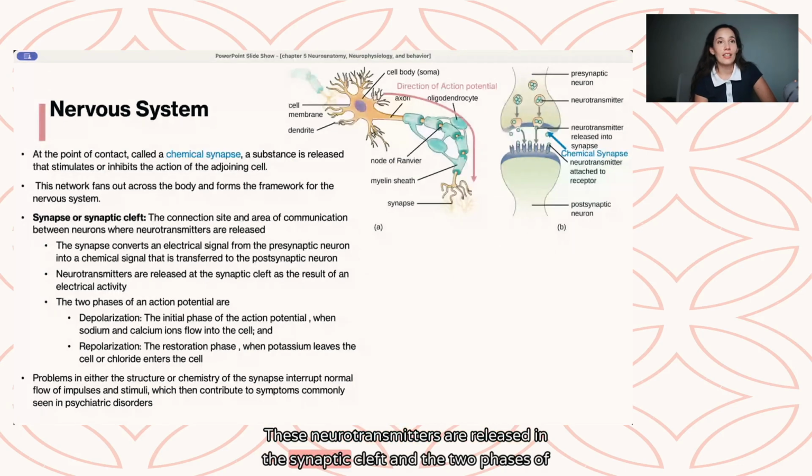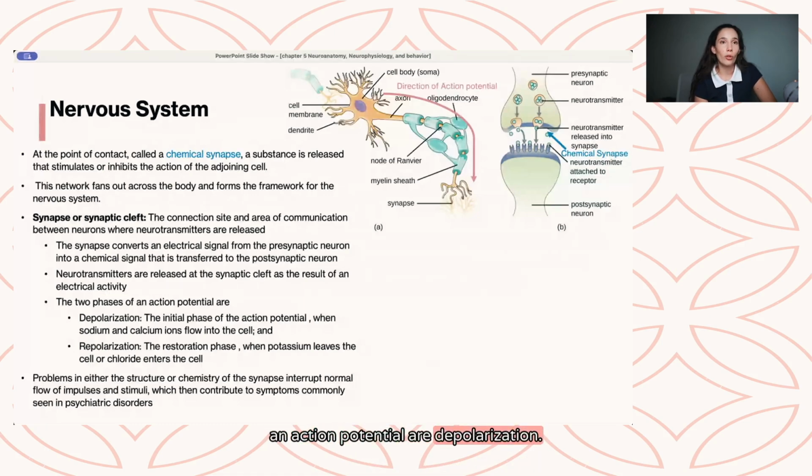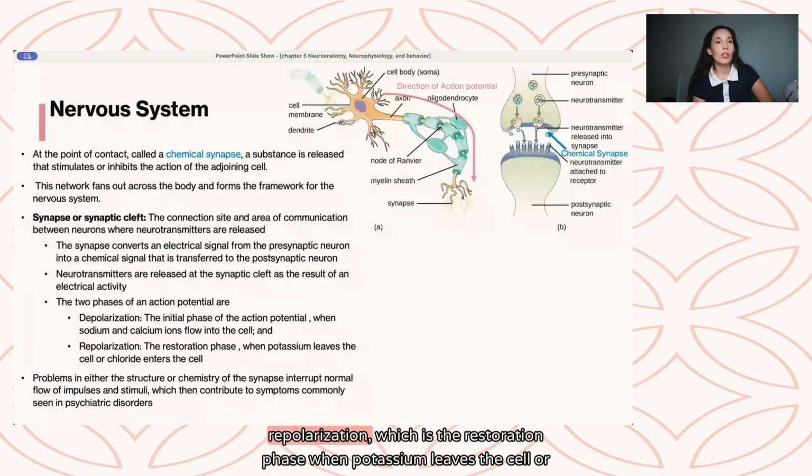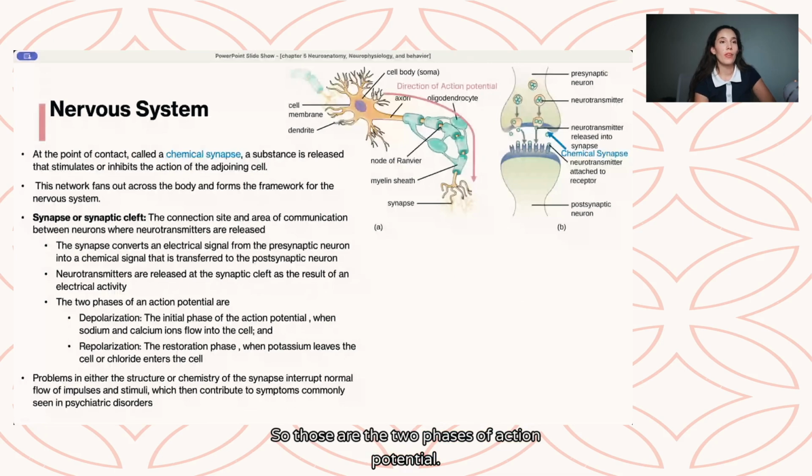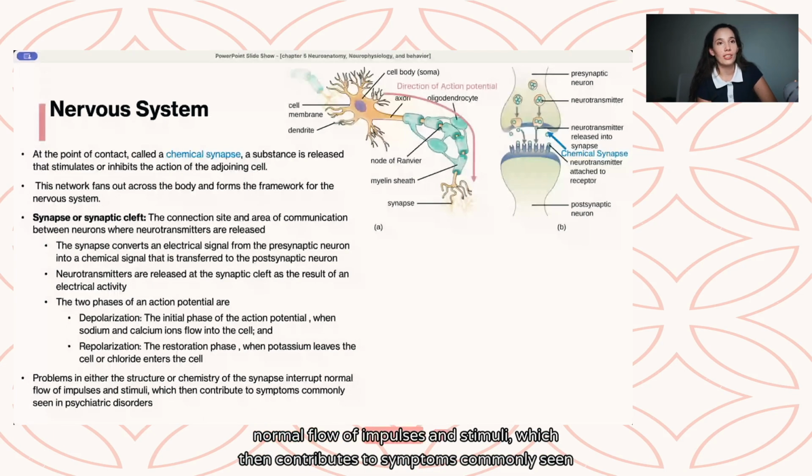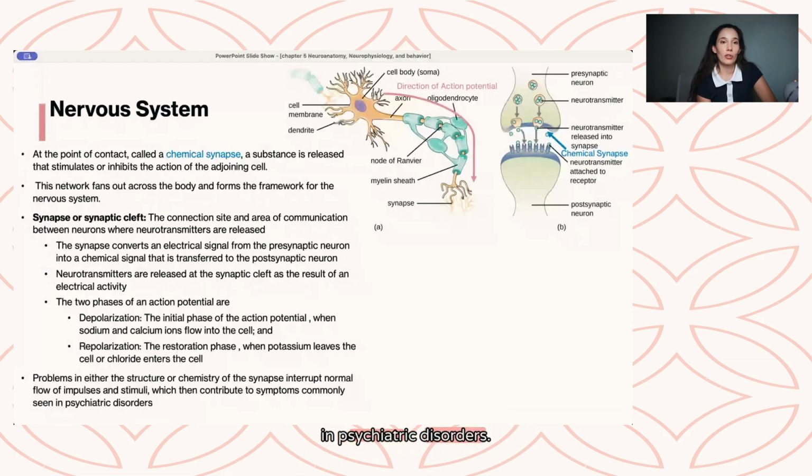These neurotransmitters are released in the synaptic cleft, and the two phases of an action potential are depolarization. This is the initial phase of action potential when sodium and calcium ions flow into the cell, and then repolarization, which is the restoration phase when potassium leaves the cell or chloride enters the cell. So those are the two phases of an action potential. So problems in either the structure or chemistry of the synapse interrupts the normal flow of impulses and stimuli, which then contributes to symptoms commonly seen in psychiatric disorders.